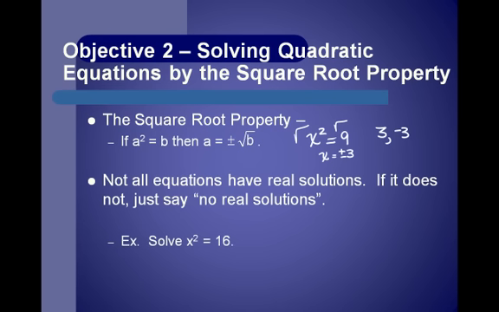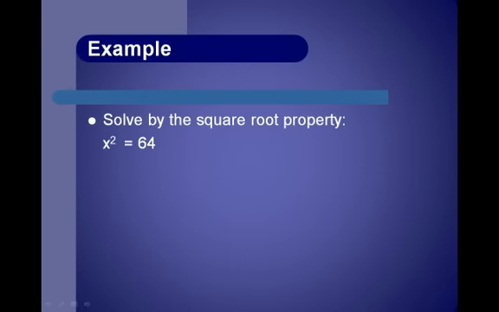Let's do an example of the square root property. It says solve x squared equals 16. Well, notice the square root property, we want one side to be something squared, and we want the other side to be a number. So what we can do is we can square root both sides. So when we square root the x squared, we just get x. When we square root the 16, we get 4. But remember, the square root property says we have to consider both cases, so x is equal to positive or negative 4.